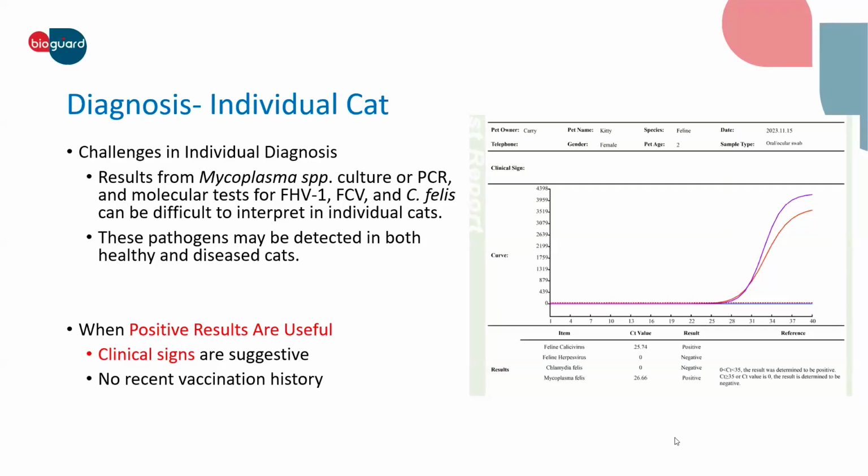diagnosis. At BioGuard, we offer the in-clinic Q-mini real-time PCR. It can detect those pathogens that cause URI, so it's easier for you to check the status of the infection in your clinic.